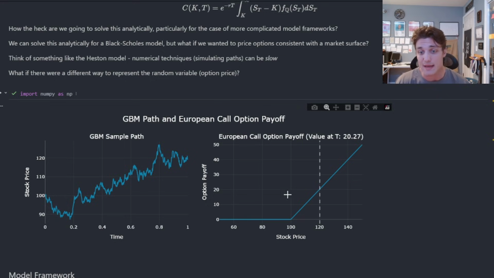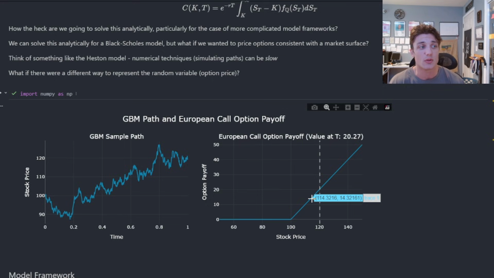Well, in that case, I would have made $20. Okay. What if it was 80? Well, in that case, I would make $0. So we know based on where the stock price ends how much we are going to receive from the option contract, but we don't know where the stock price is going to end.